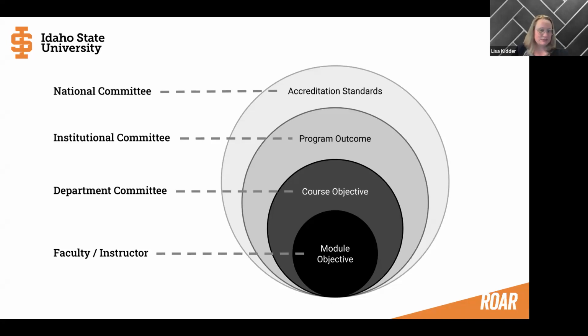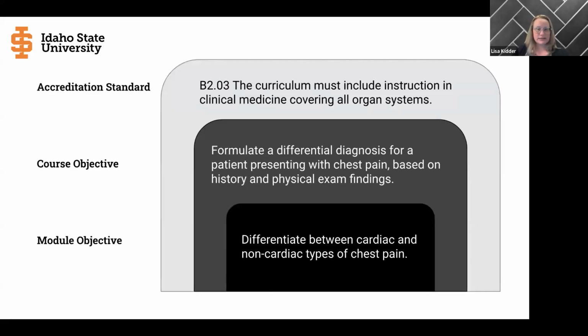So here's some examples. This is an example from the physician assistant studies. The accreditation standard is really broad, so this is where that abstraction comes from. The curriculum must include instruction on clinical medicine covering all organ systems. All right, pretty broad. So one of the course objectives is formulate a differential diagnosis for a patient presenting with chest pain based on history and physical exam findings.